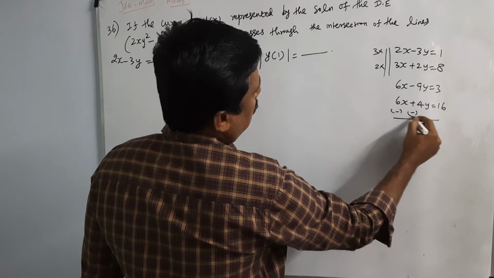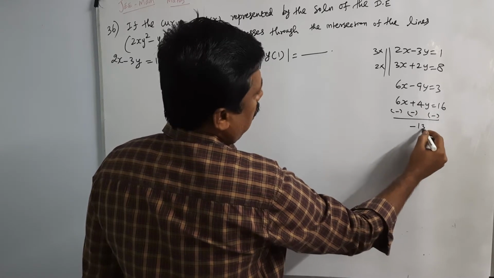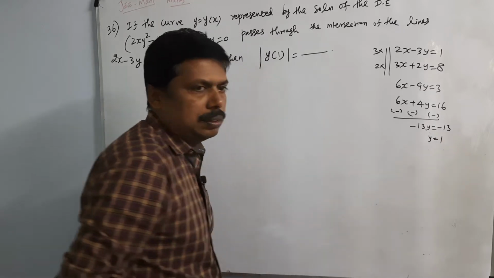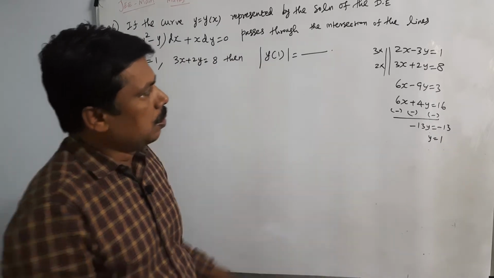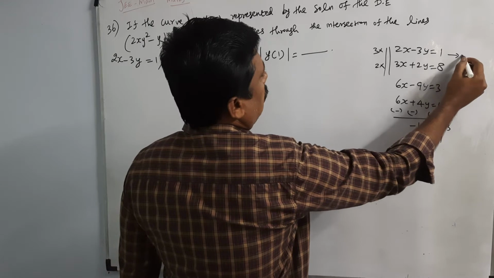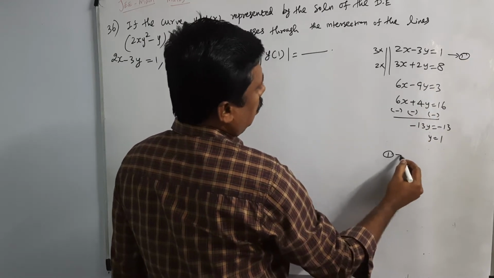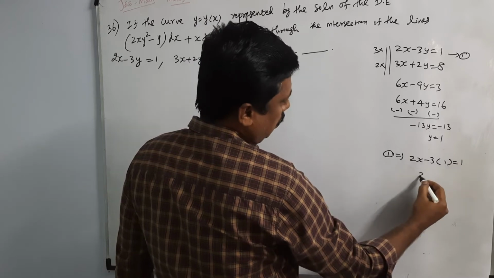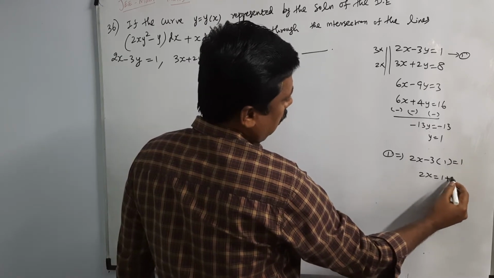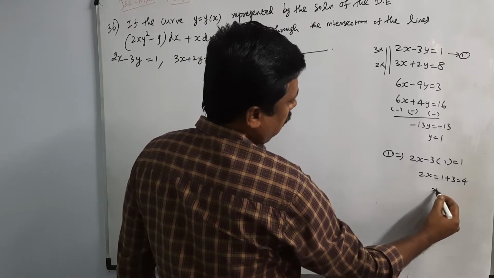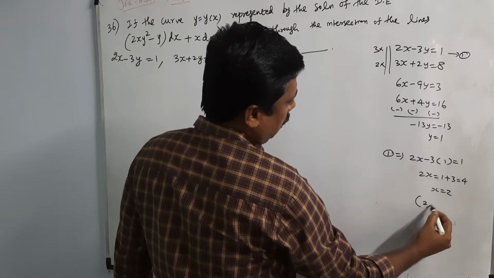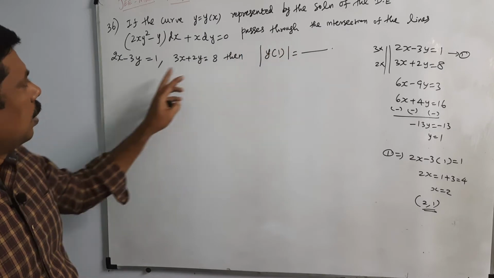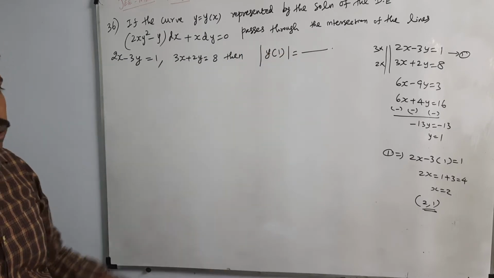Take subtraction. This is minus 13y equal to minus 13, so y equal to 1. Value of y is 1. Take equation number 1: 2x minus 3 into 1 equal to 1. 2x equal to 1 plus 3, that is 4, so x equal to 2. The intersection point is (2, 1).